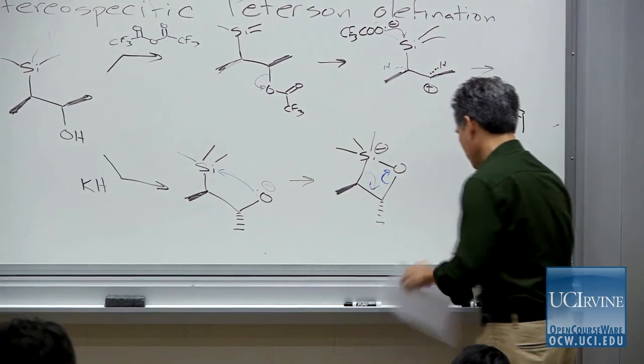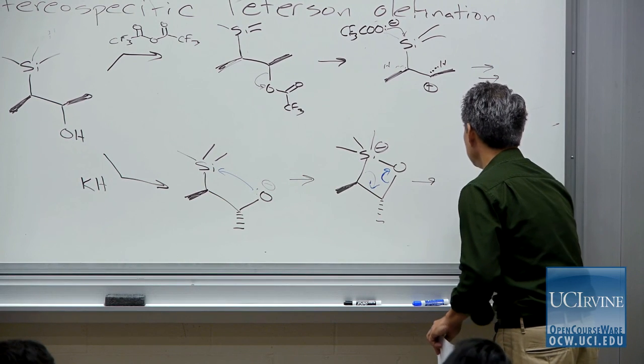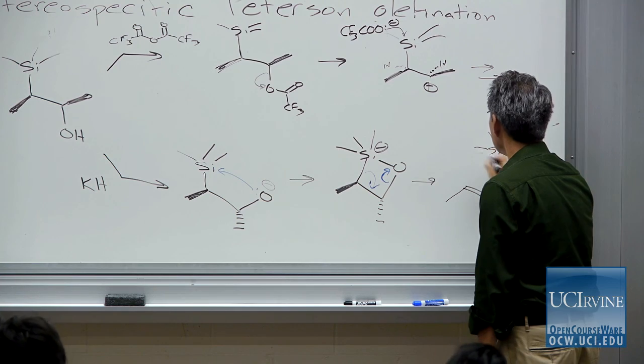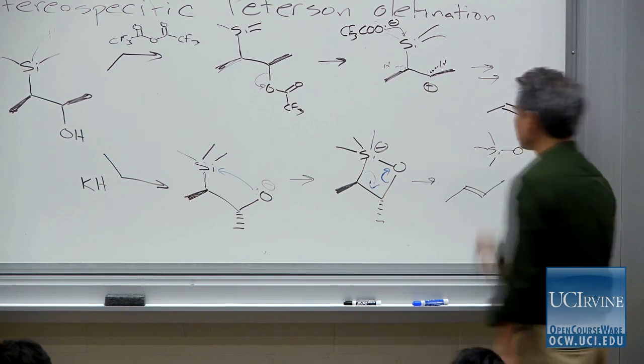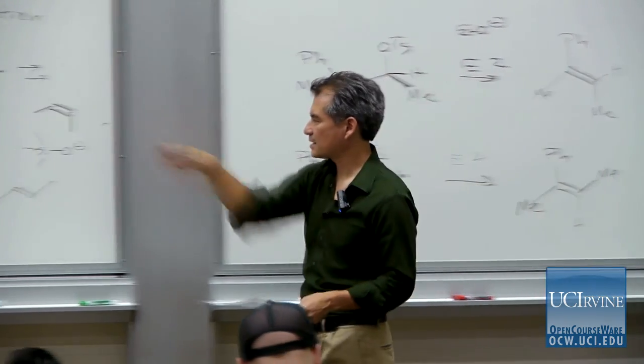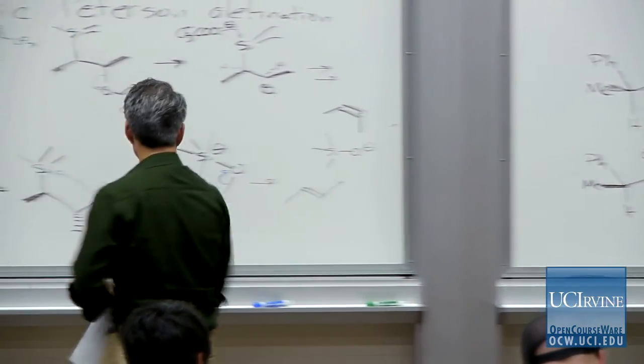And so that will pop out a siloxide anion and now give you the trans olefin. You get to choose with a Peterson olefination whether you get the cis isomer or the trans isomer, as long as you have one beta-silyl alcohol to choose from. And so how do you think about this?